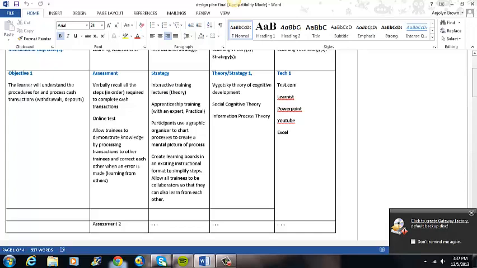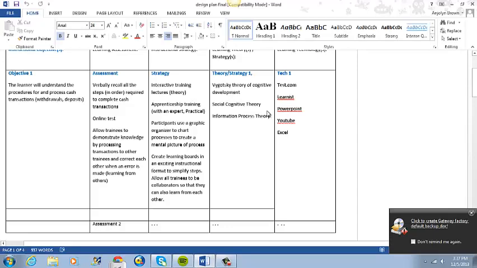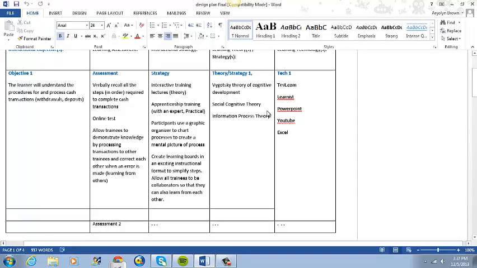Assessing objective number one, the learner will verbally recall all the steps required to complete cash transactions. Online testing, and trainees will be allowed to demonstrate their knowledge by actually processing the transaction from start to finish, both with the physical handling of the cash and the posting of the transaction on the bank's computer system. And the learners will correct each other, so it will also be a social interaction and learning at the same time. Technology that will be used: Learnist, test.com, PowerPoint, YouTube, and Excel.